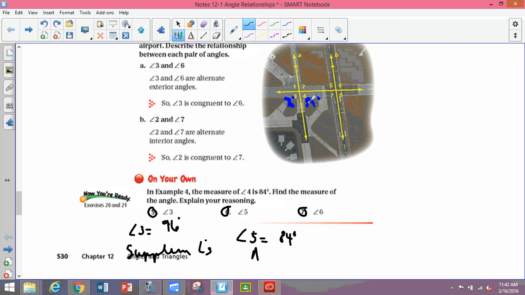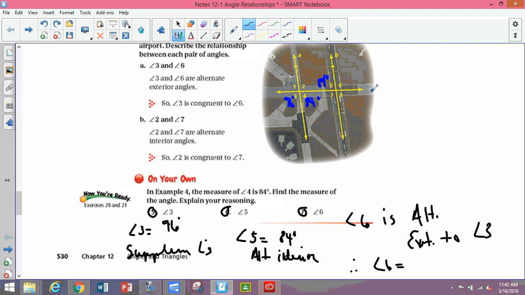We know that angle 5 is 84 degrees because angle 4 and angle 5 are alternate interior angles, and alternate interior angles are equal angles. So therefore, that is 84 degrees. Okay, now we need angle 6. Angle 6 is alternate exterior to angle 3. 6 and 3 are alternate exterior, opposite sides of the transversal outside the parallel lines. And alternate exterior angles are equal, so therefore angle 6 is 96 degrees.